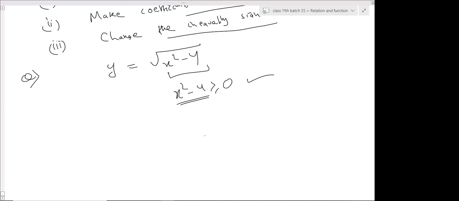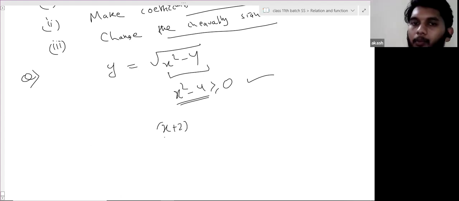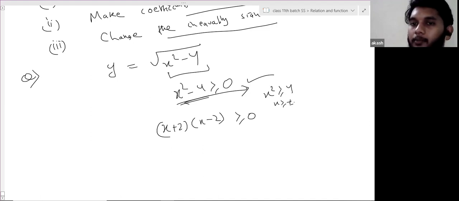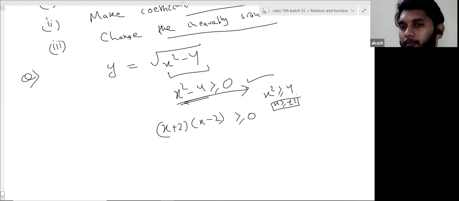A plus b into a minus b. Absolutely right. So we can write x plus 2, x minus 2 is greater than equal to 0. Don't try to solve this as x square is greater than equal to 4, x is greater than equal to plus minus 2. Very wrong. All right, don't do this.